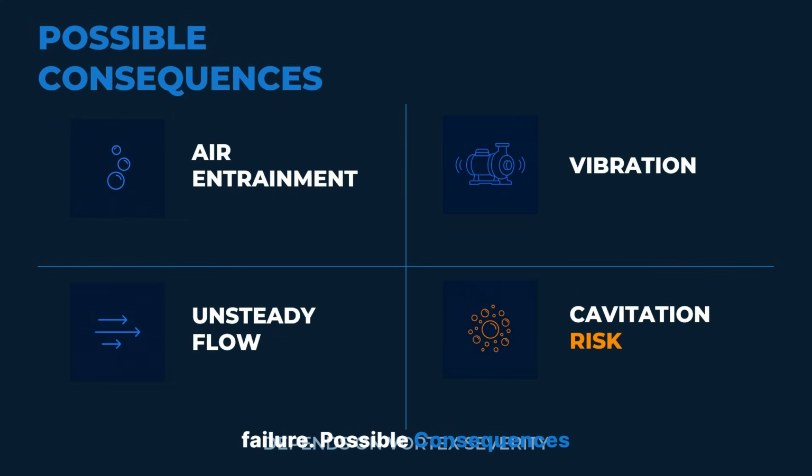Possible consequences. If the vortex becomes severe enough, several operating problems may appear. Air can be drawn into the intake. The pump may experience vibration. The inlet flow may become unstable. And under some conditions, the poor inlet condition can contribute to cavitation-related problems. But the important phrase is, if the vortex becomes severe enough. A small visible swirl does not automatically create every one of these problems.